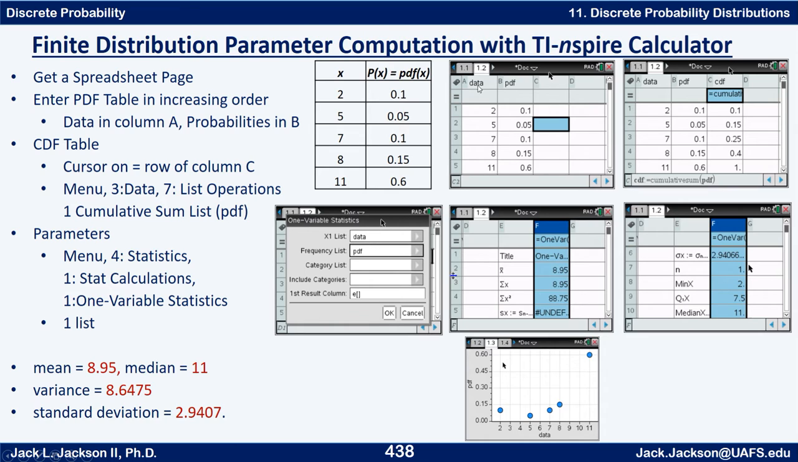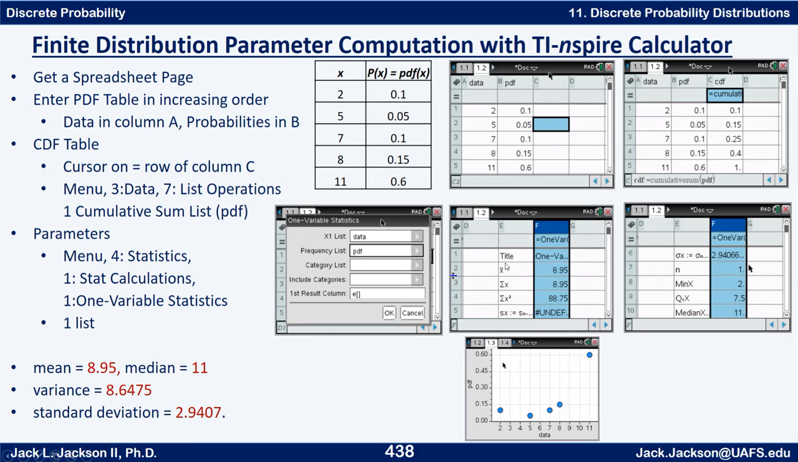My X list is in the list I called data. The frequency list is in the list called PDF. Of course, it's not really a frequency, it's a relative frequency, but that's how you enter it in the calculator. And the rest you can leave blank basically and hit OK. And it says first result is in column E.